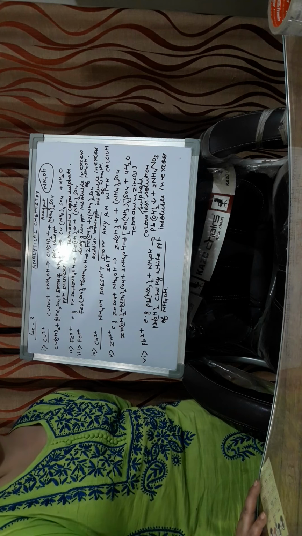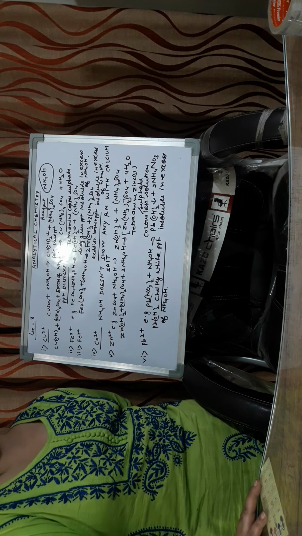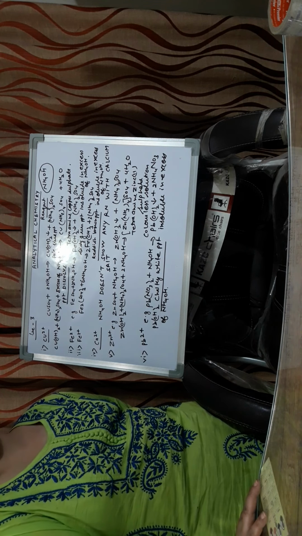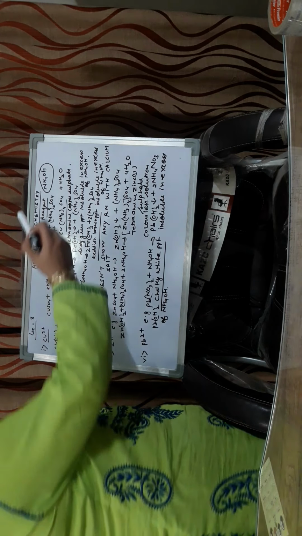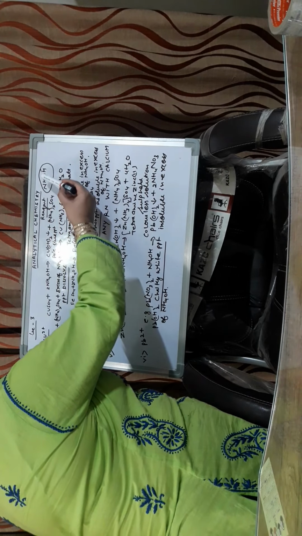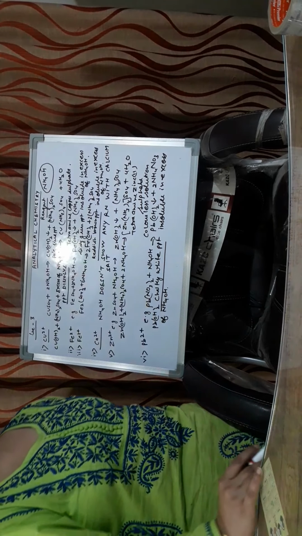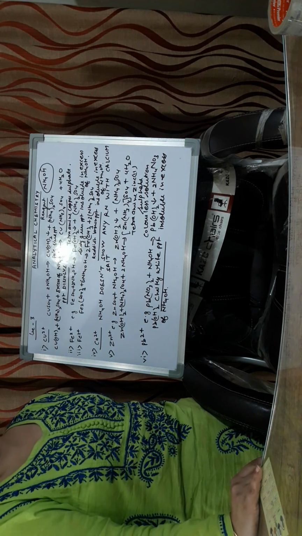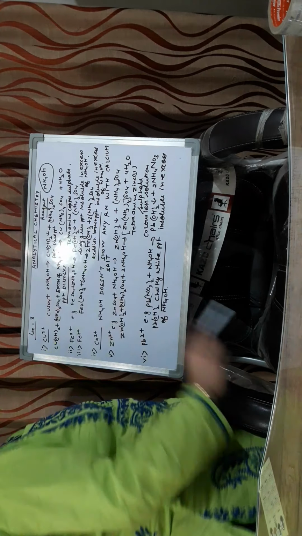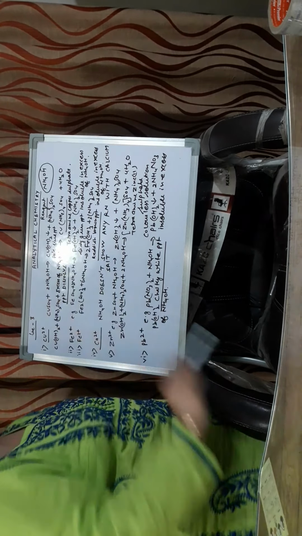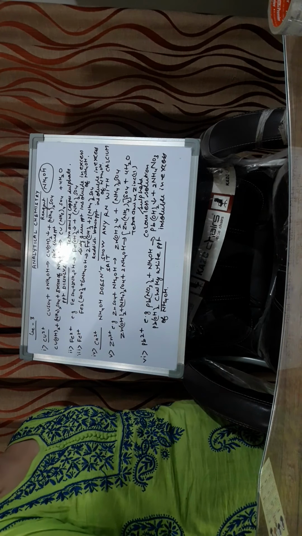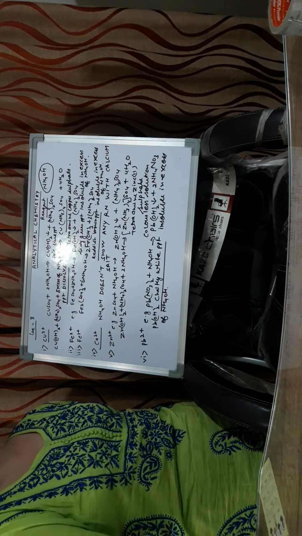Now, today I would like to discuss how we can detect metallic cations by using this reagent, that is ammonium hydroxide solution, NH4OH. So today we will discuss how, by using this reagent, we can find out the metallic cation in the unknown salt sample.